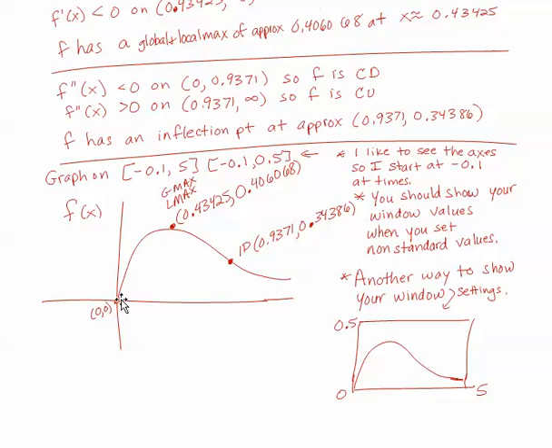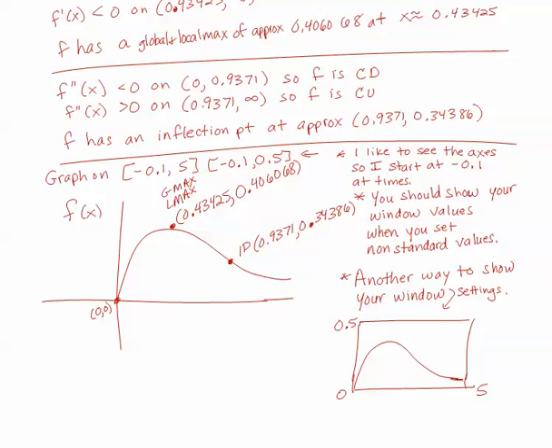But notice what we found out. We found out that it increases and then decreases. We found out that it was concave down and then it was concave up. So the graph appears to match all of the information that we've discovered about it.